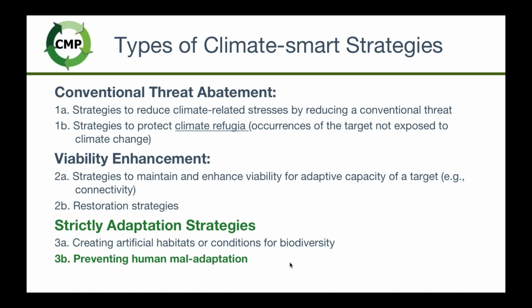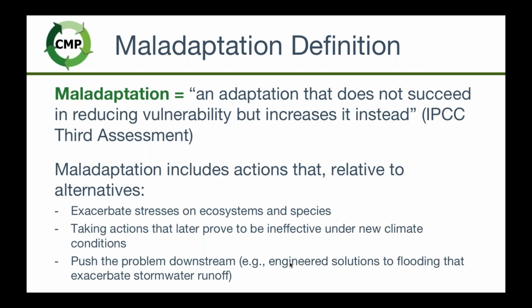Anyway, our last category here is preventing human maladaptation. Maladaptation is defined as an adaptation that does not succeed in reducing vulnerability, but increases it instead. So it includes actions that, relative to alternatives, exacerbate stresses on ecosystems and species. It includes taking actions that later prove to be ineffective under the new climate conditions, or actions that push the problem downstream, like engineered solutions to flooding that exacerbate stormwater runoff in a different area.